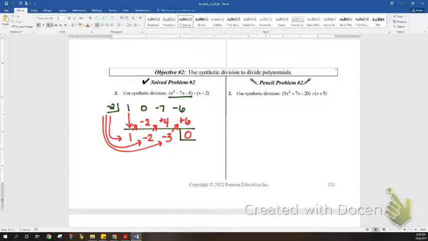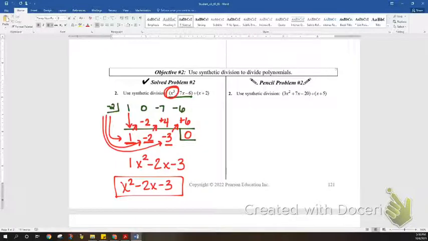All right, so for my answer then, our problem started with x cubed, so our answer is going to start with 1 less, so it's going to be x squared. So my first coefficient is 1, x squared, and then minus 2x minus 3 as my constant, no x, and I don't have a remainder. So we just have x squared minus 2x minus 3.